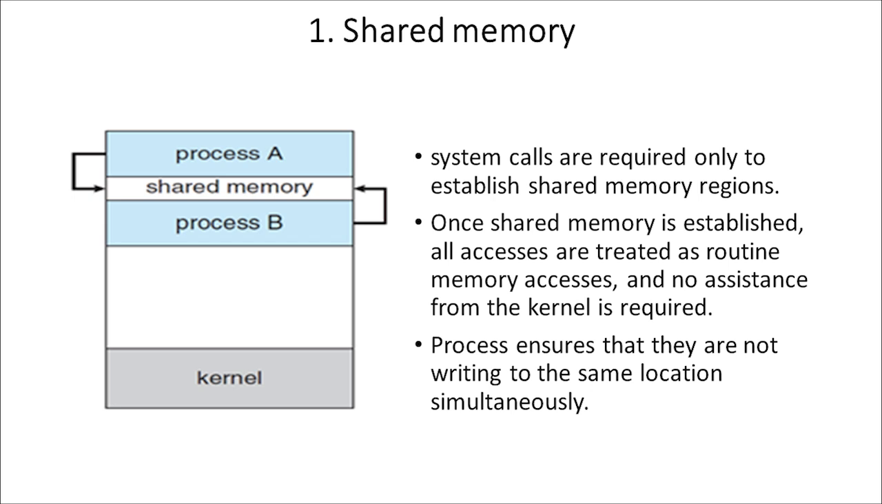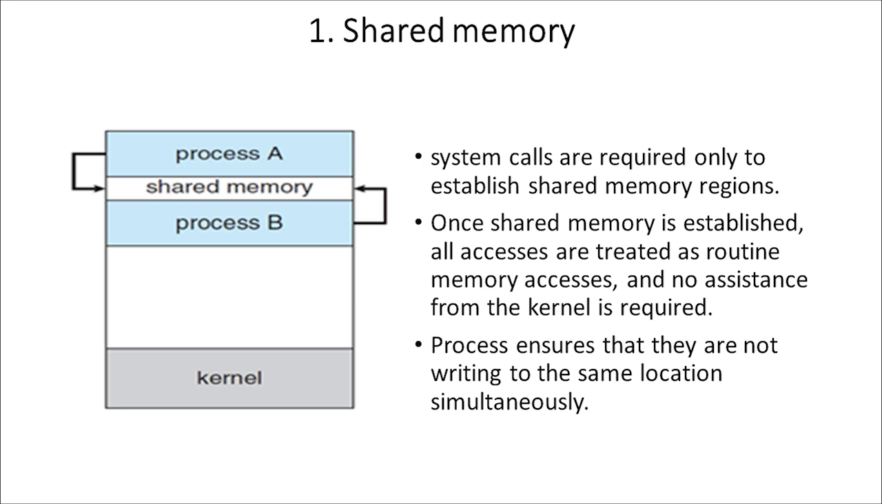You see the diagram that represents process A and process B in main memory, and process A and process B share a common location known as shared memory. The system calls are required only to establish shared memory regions. Once shared memory is established, all accesses are treated as routine memory accesses and no assistance from the kernel is required. Processes ensure that they are not writing to the same location simultaneously.